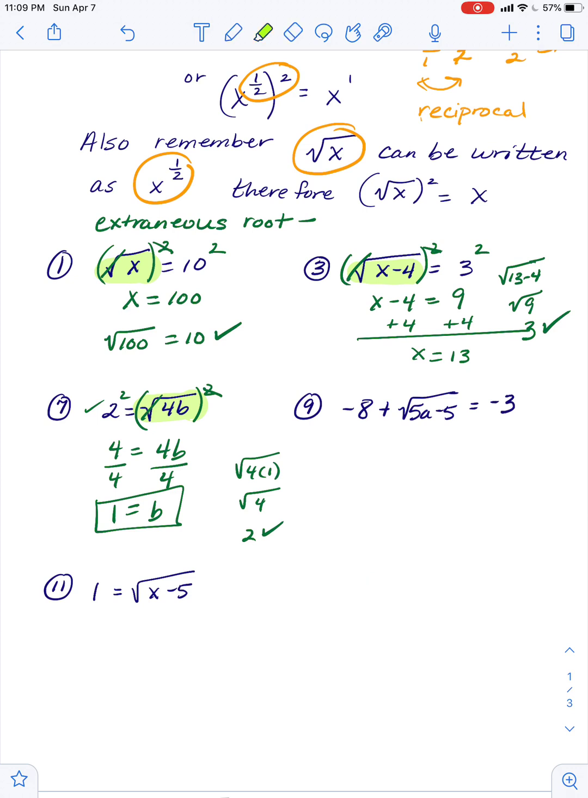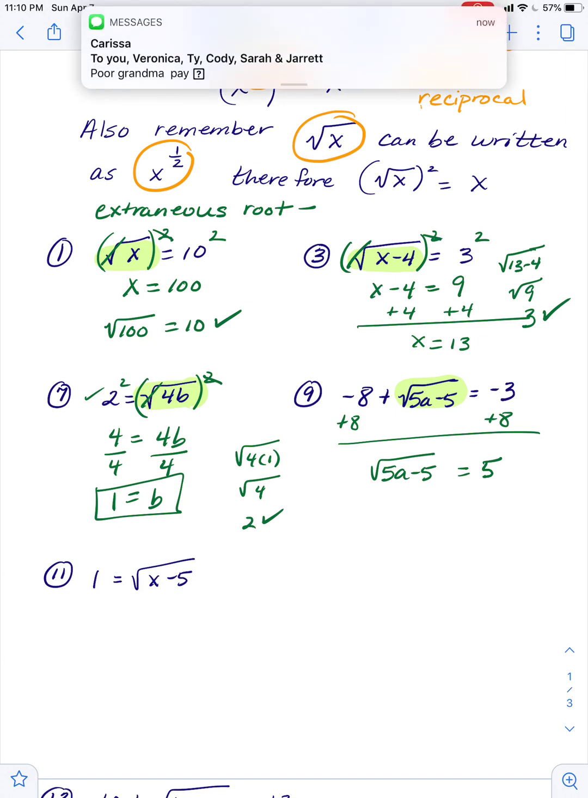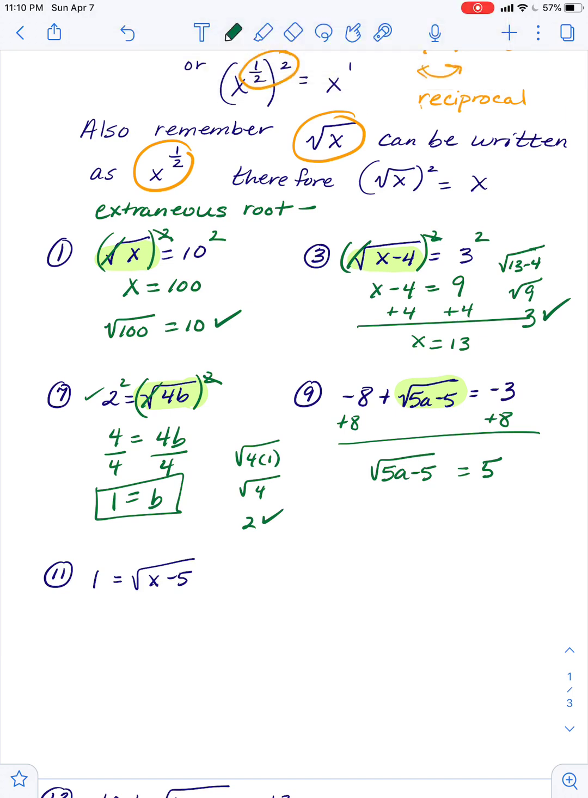So again, here is our radical piece. And I just said the radical must be by itself. Okay? So we're going to go ahead and add the 8 first. So I'm going to get my radical by itself. Here it is, 5a minus 5. Okay, so my square root is by itself, and now I add, and again, my next step would then be to square both sides.